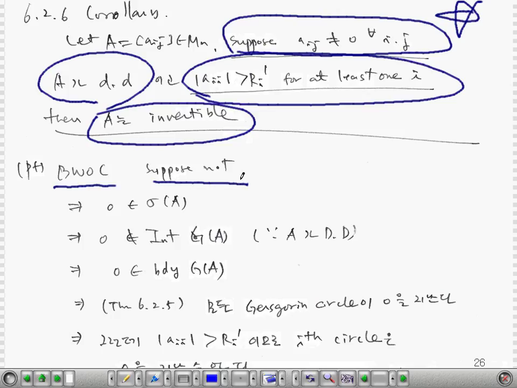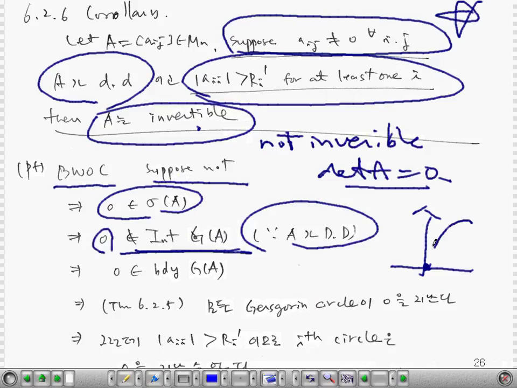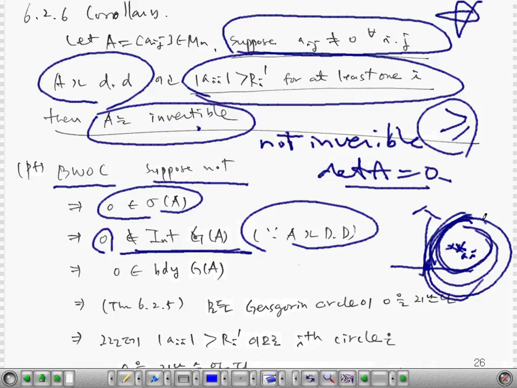Here's a proof. By way of contradiction, suppose it's not invertible. Then the determinant of A is equal to 0. So 0 is in the eigenvalue spectrum. Okay? So 0 is not in the interior of G of A because A is diagonally dominant. Suppose this 0 is an eigenvalue. It's on the border, not on the inside. Diagonally dominant like this. It can happen here, but since it is diagonally dominant, it cannot be in the interior.